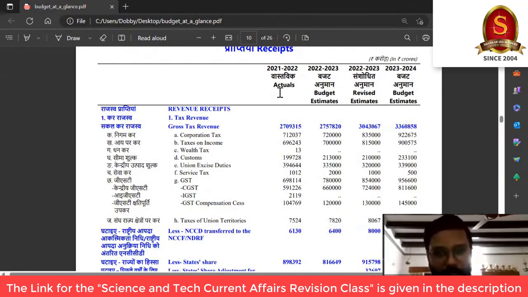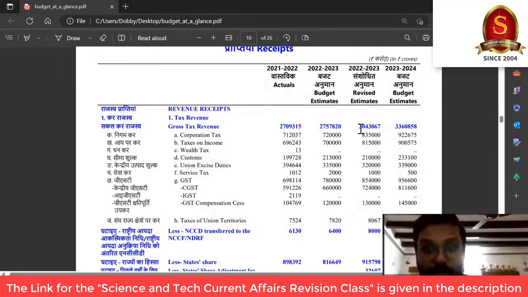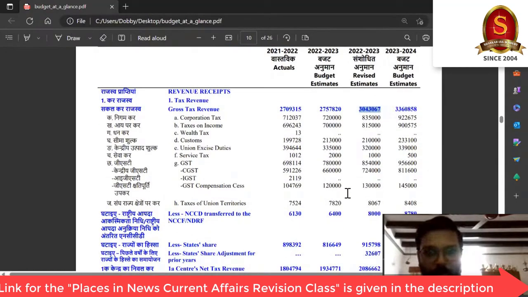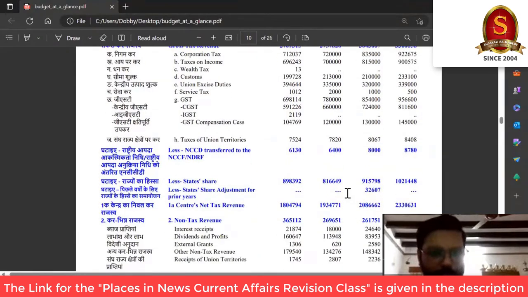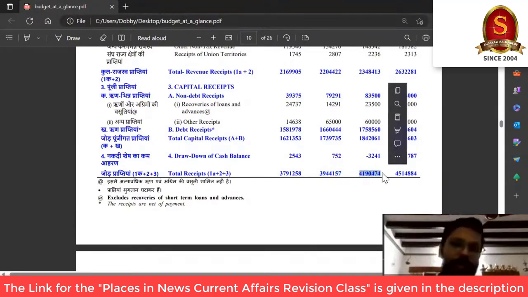It need not always be the case. A lot of times there are variations. Take a look at the variation here. The budget estimate for gross tax revenue was 27,57,000 crore. But the actual data was greater than that. Okay. So take a look at the size of the budget itself. For total receipts, the projection was only 39 lakh crore. The reality was 41, not even the reality, because we will only know the reality 1 year later.